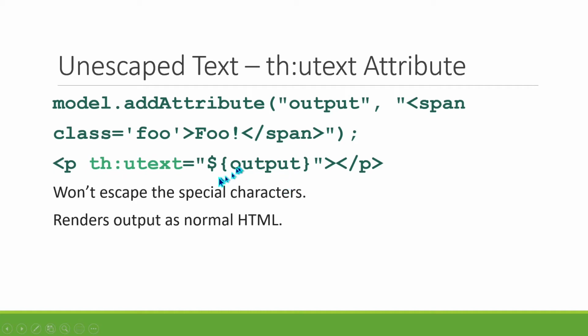So it will output a paragraph element, and then inside the opening and closing tags of that paragraph element, it will render a span with some CSS class foo. Maybe it's a yellow background, I don't know. And then the word foo in there. So you would see the word foo in the paragraph element with whatever styling has been applied. You won't see the actual HTML characters being displayed.